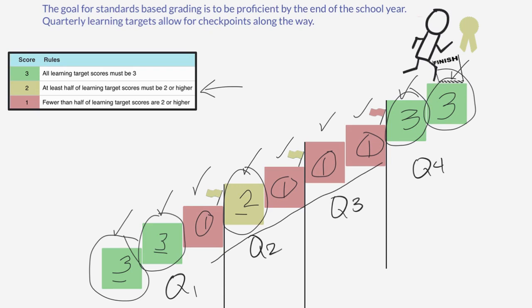This is because we know that students don't always learn at the same pace, and some students will take longer to master a given learning target than others. By being able to continue to enter evidence on unmastered learning targets throughout the year, we are able to give students the flexibility to master the learning targets at their own pace and ultimately still receive a 3 at any given point throughout the year on the report card, even if they didn't receive a 3 at the end of the first or second quarter.